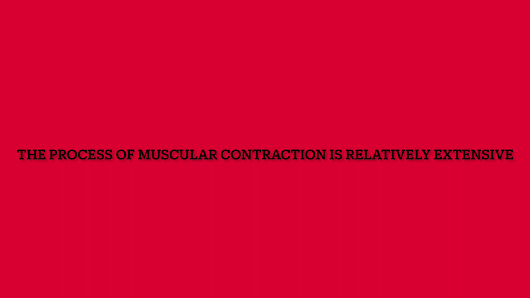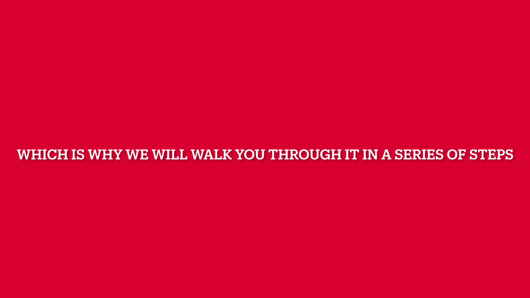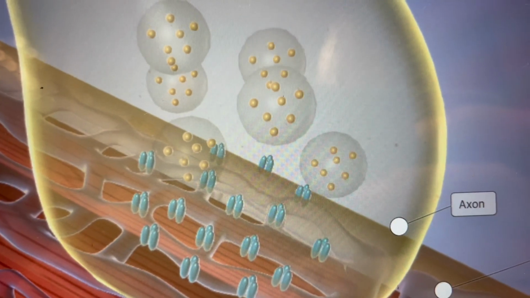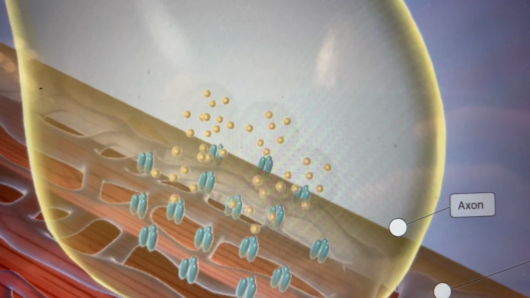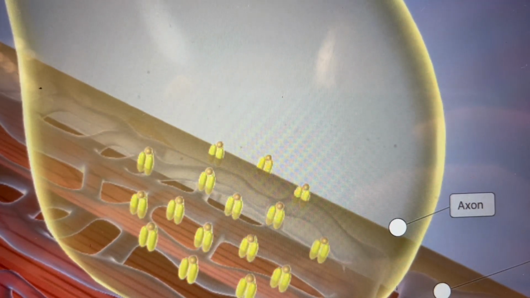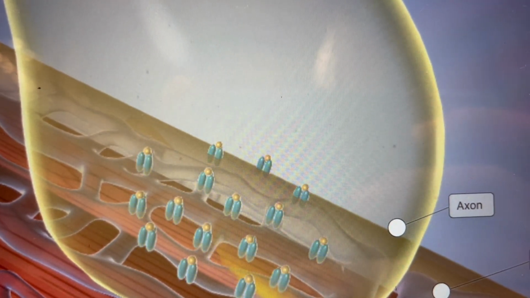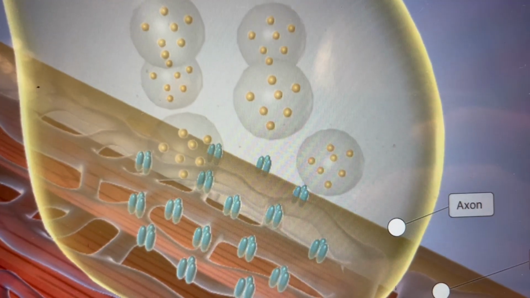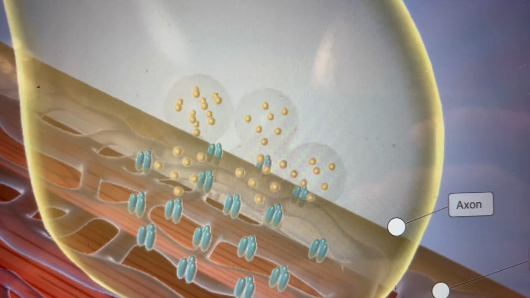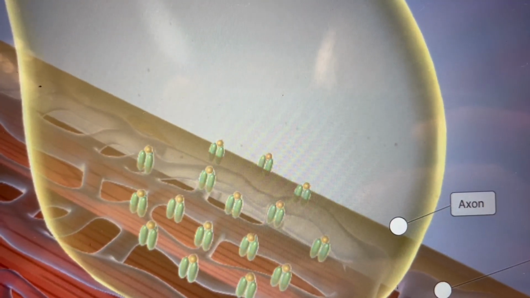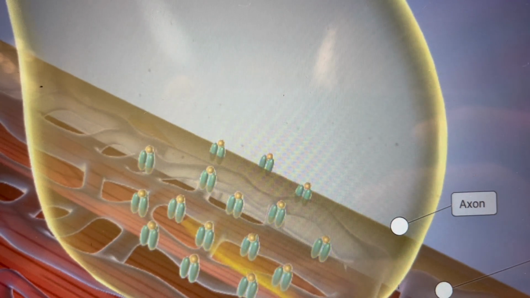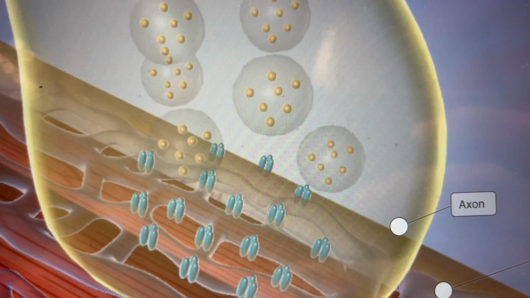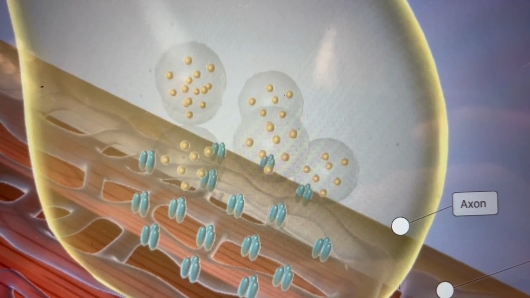The process of muscular contraction is relatively extensive, which is why we will walk you through this in a series of steps. Step 1. As a nerve impulse reaches the end of an axon terminal, it stimulates the release of acetylcholine from synapse vesicles. The acetylcholine will then diffuse across the synaptic cleft and attach to acetylcholine receptors on the sarcolemma at the neuromuscular junction.